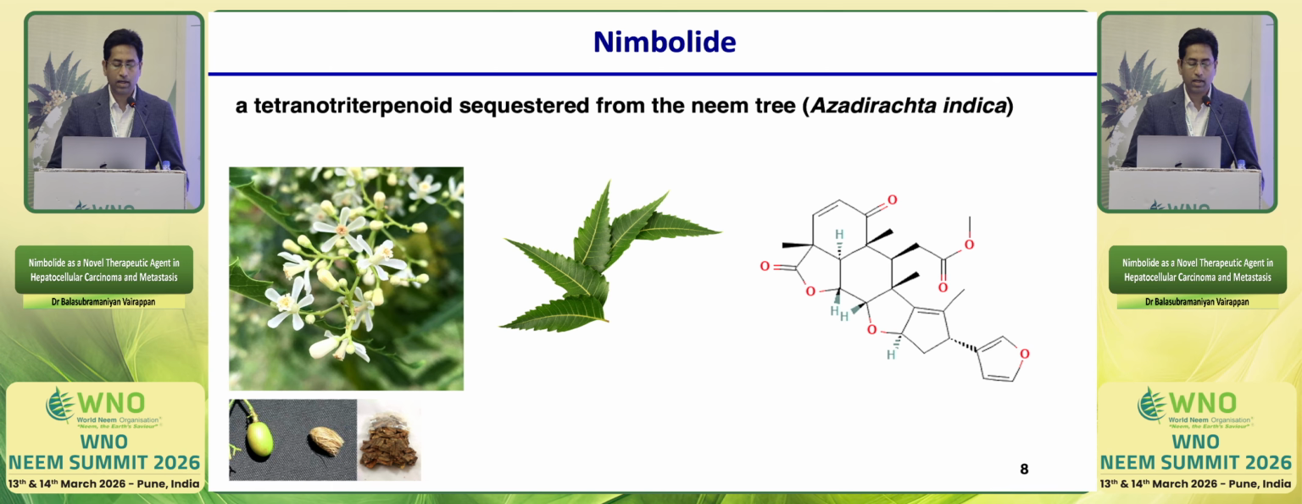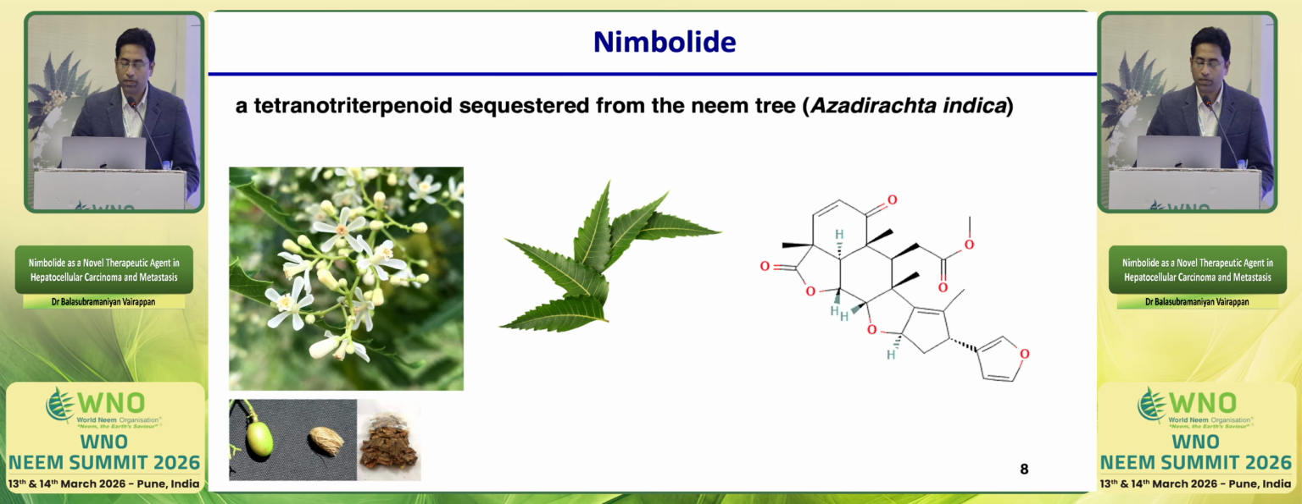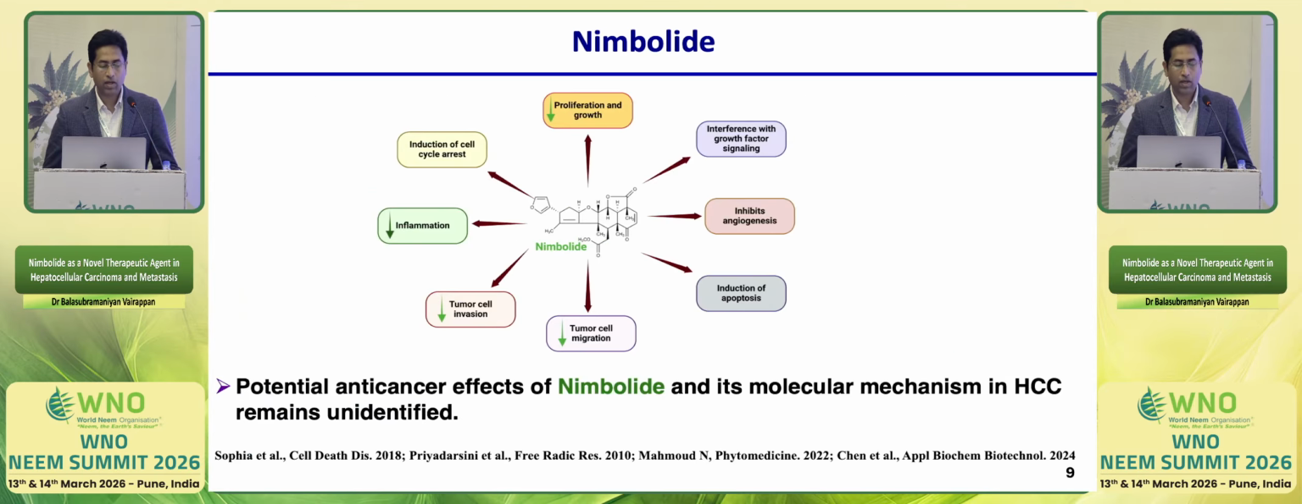Nimbolide, a tetranortriterpenoid sequestered from the neem tree, has a wide variety of functions, including reduced proliferation and growth, interfering with growth factor signaling, inhibiting angiogenesis, induction of apoptosis, decreased tumor cell migration and invasion, reduced inflammation, and induction of cell cycle arrest. So this has been widely studied in various cancer models.